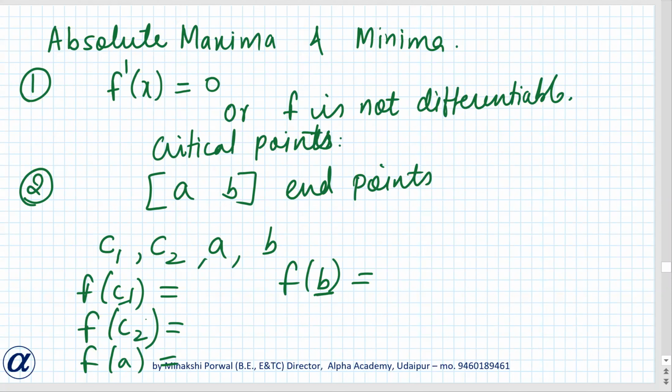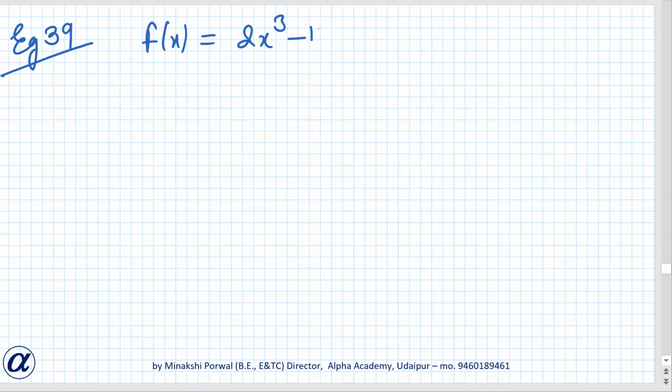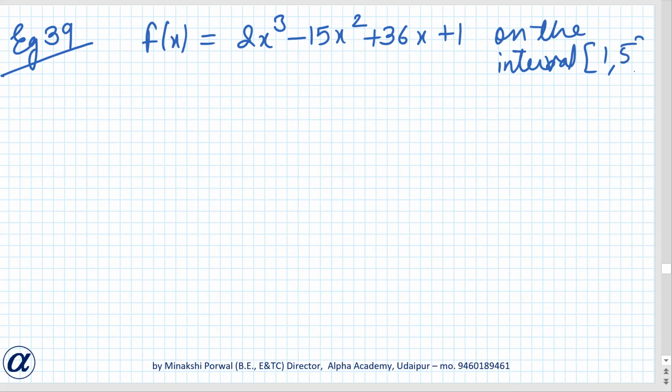Is it clear? Yes. So now let us do a problem related to it. Example 39. Find the absolute maximum and minimum values of the function f(x) equals 2x cube minus 15x square plus 36x plus 1 on the interval [1, 5]. So the first step is differentiating the function, that is equal to 6x square minus 30x plus 36.